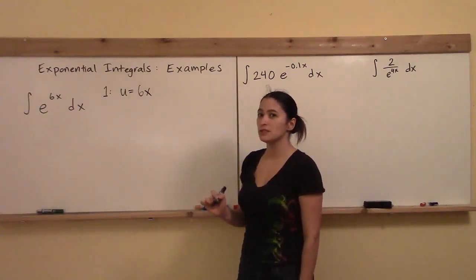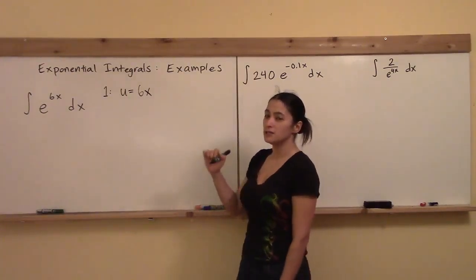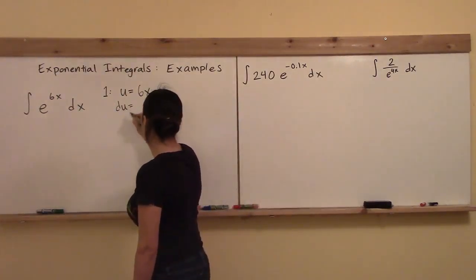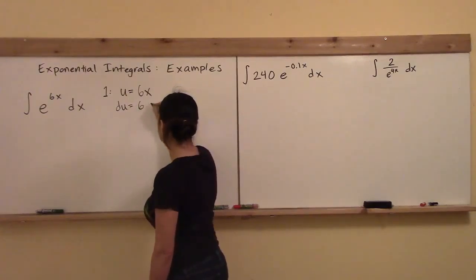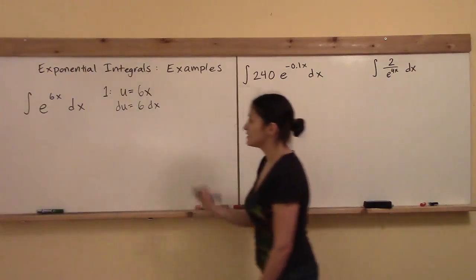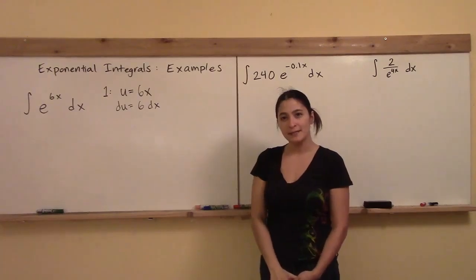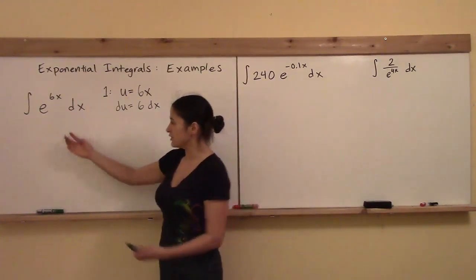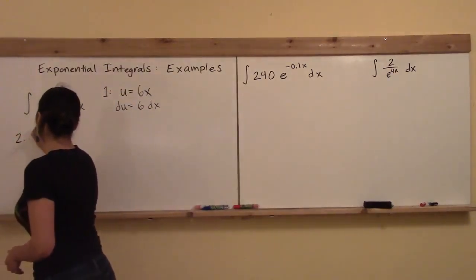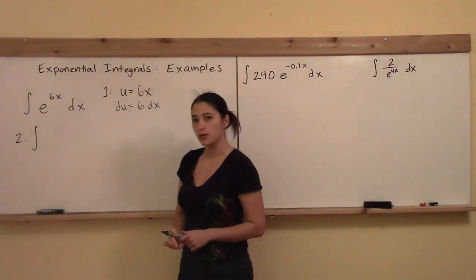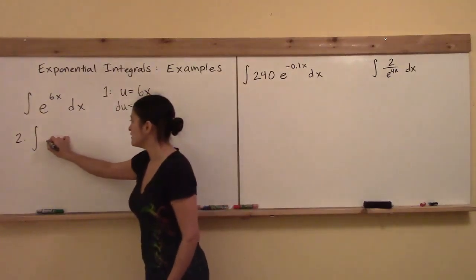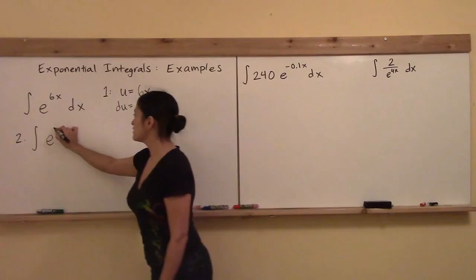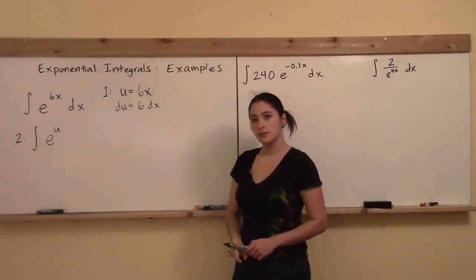And then as soon as you decide what you're going to use for u, you take the derivative and get the du. That's the second half of step 1. The derivative of 6x is just 6, and then we put the dx on that side. Now step 2 in a U substitution is to rewrite the integral in question in terms of the new variable u. Before we had e to the 6x, but now that we're letting u equal 6x, we actually have e to the u. But we're not done yet.